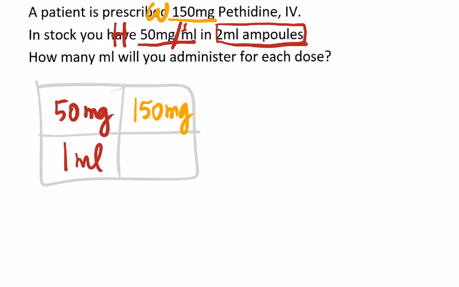We can easily do a mental calc here. 50 goes up to 150. If it goes up, it's multiplied by something. In this case, it's multiplied by 3.